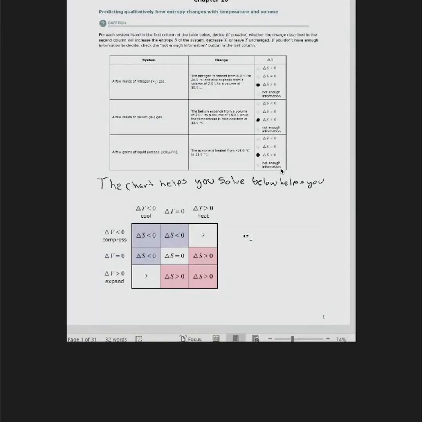If it's going to decrease, increase, or remain unchanged, or obviously not enough information. To handle these types of questions, this chart is perfect. These are my variables: if I'm changing temperature and I'm changing volume, I get to see what's going to happen to my entropy.